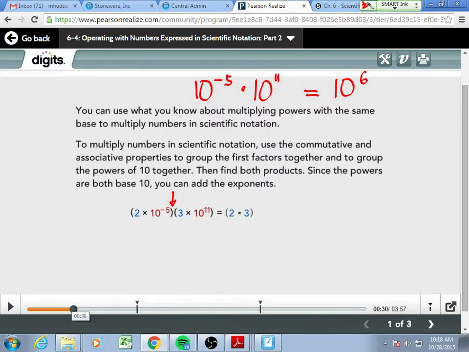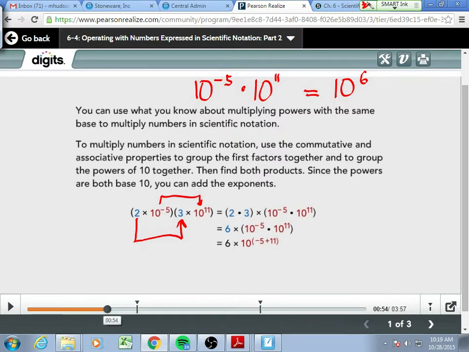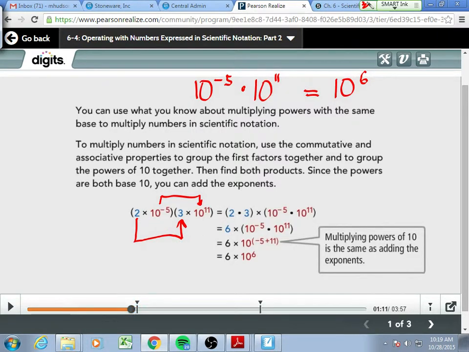So here we do the same thing. You want to start by just multiplying your beginning values, your 2 and your 3. Then deal with your 10 to the powers. When we multiply them, we actually add their powers together. So that gives us 6 times 10 to the 6th. So we just take it one step at a time. We do the first values, the 2 and the 3. Then we multiply with the 10 to the powers.